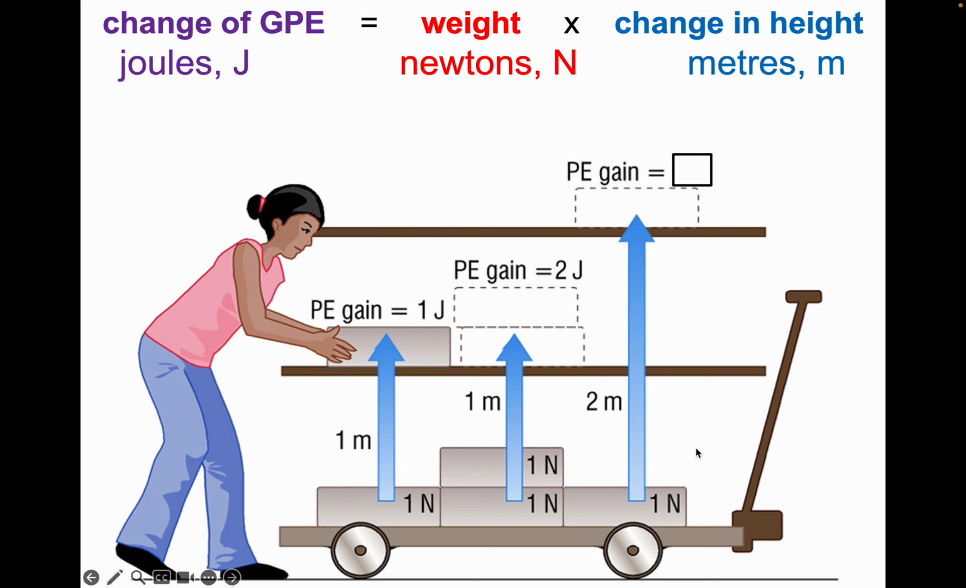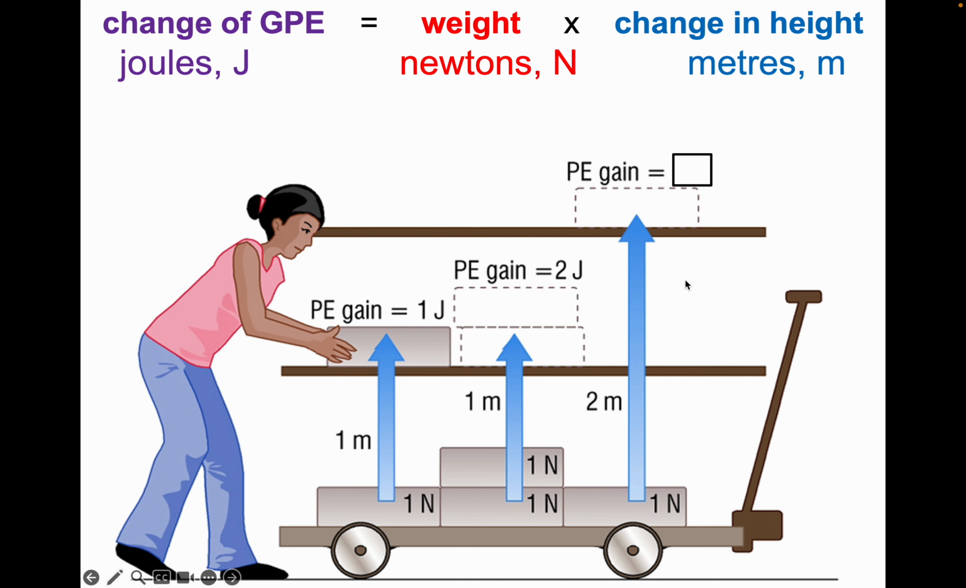Now if we lift the 1 newton, like in the first question, but not to the first shelf, but to the second shelf, which is another meter higher, the total height gained will be 2 meters, and now it's going to be equal to 1 newton times 2 meters.